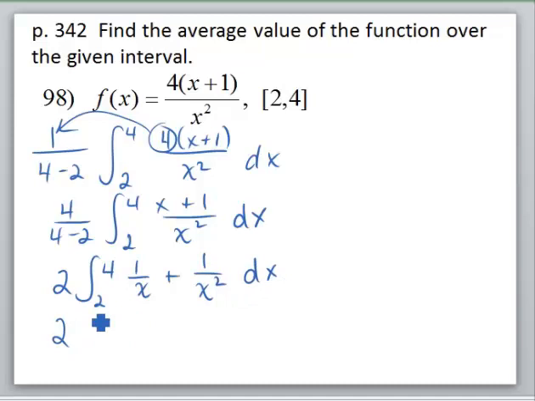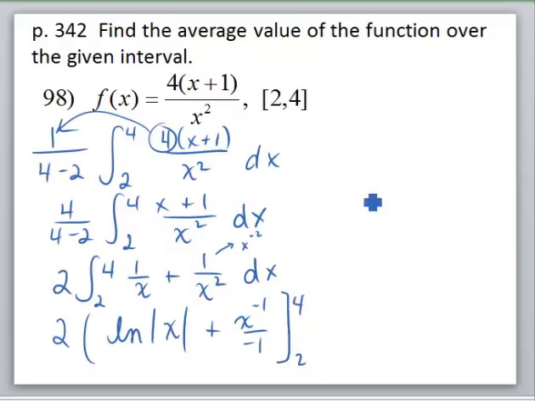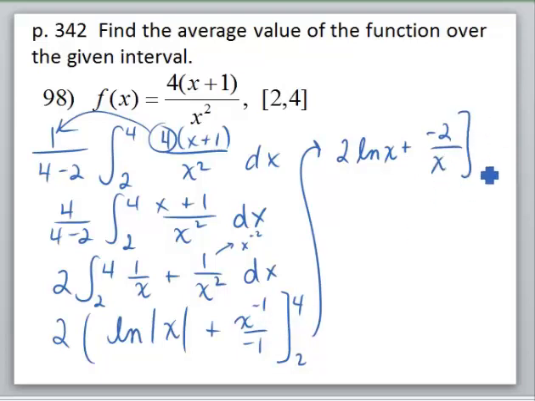Ready to integrate this, I get 2. This would be the ln of absolute value of x plus the integral of this is actually x to the negative 2. So I'd raise it by 1, put it over that power. I don't need a plus c because I'm doing it from 2 to 4. I'll come up here to finish this. So I've got 2 ln of x plus, this is really negative 2, and then this is on the bottom of the fraction from 2 to 4.